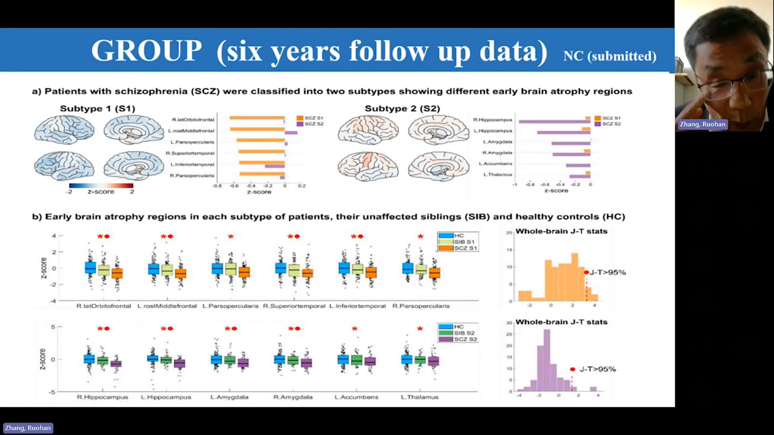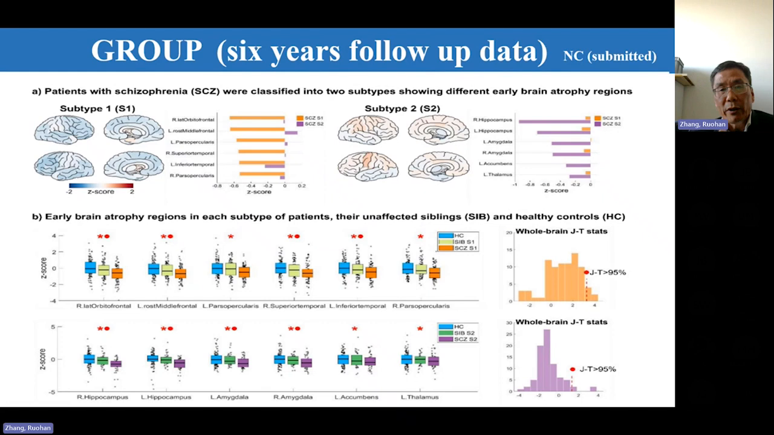Okay, so that's the data we use, cross-sectional data only, yes, and we try to assess the schizophrenia subtype based on cross-sectional data. And how about, can you confirm this with longitudinal data?